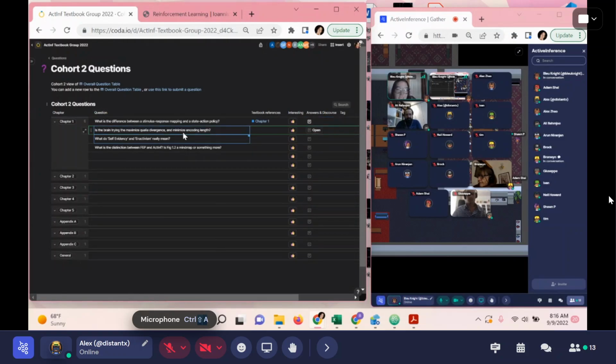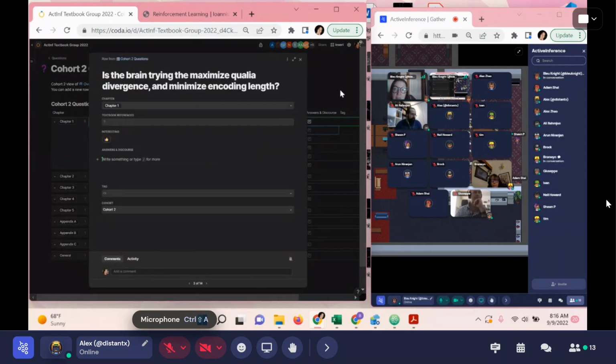So we can move on and look at this question. Is the brain trying to maximize qualia divergence and minimize encoding length? Who has some thoughts here?